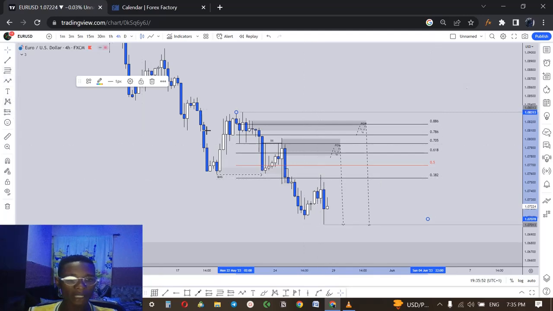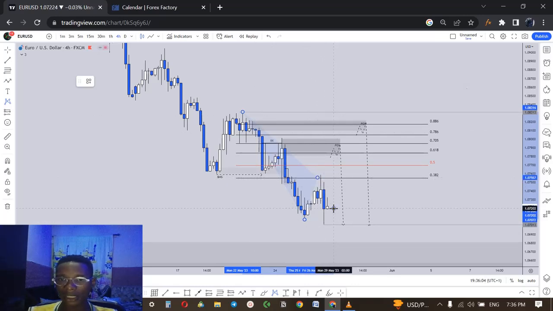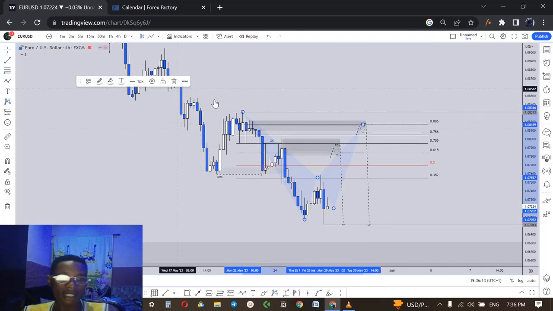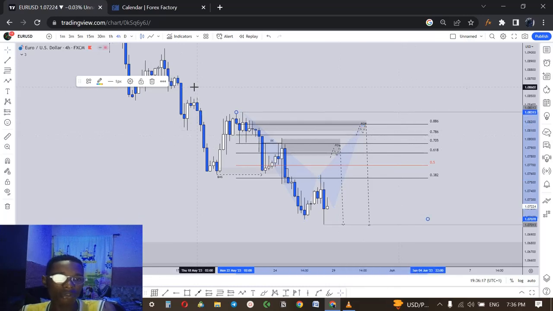Can we see that? So let me quickly bring out my harmonic tool. So can we see that we have the X, A, B, and we have the C right here. Like I said to us, looking at the D leg, I want to see this one aligning with 88.6. Can we see that? So this is a bat harmonic pattern, a very nice confluence, right? A very nice confluence. So this is what I'm really looking at to see on Euro USD.